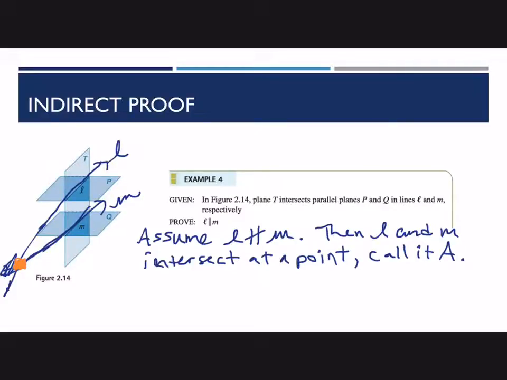Alright, and so then I need to show that the problem is that point A shouldn't really exist. There shouldn't be a place where P and Q, those two planes, intersect each other. Right? Well, how do I do that? Alright, well, I want to state that since A is on line L, then A is in plane P.